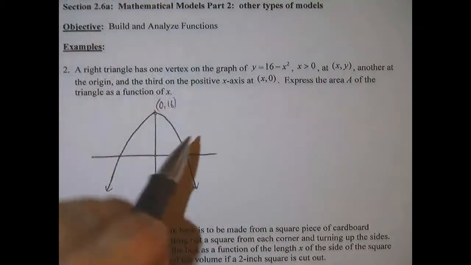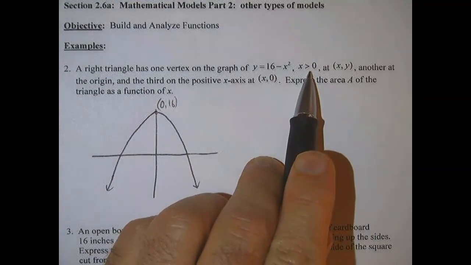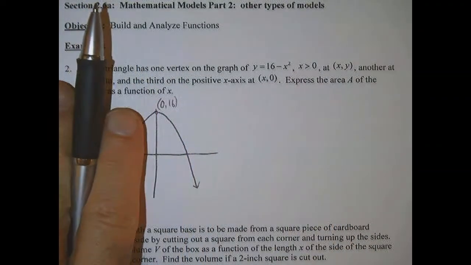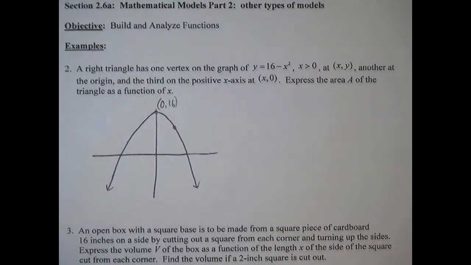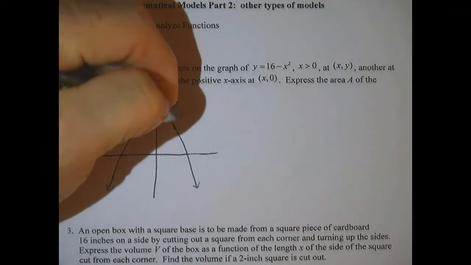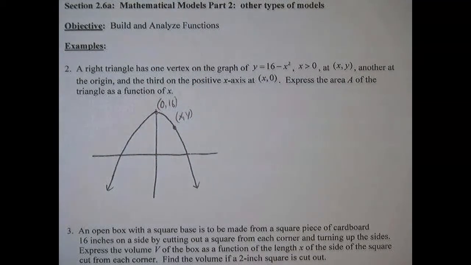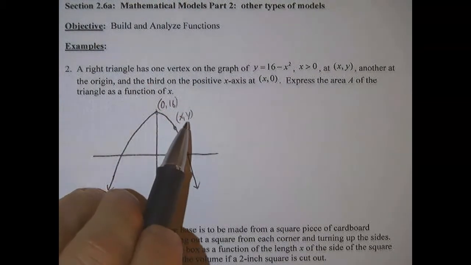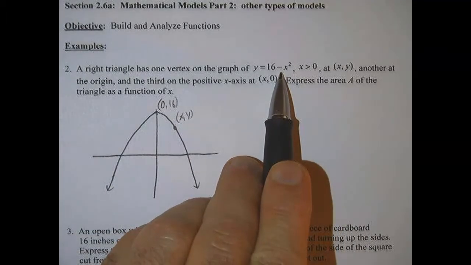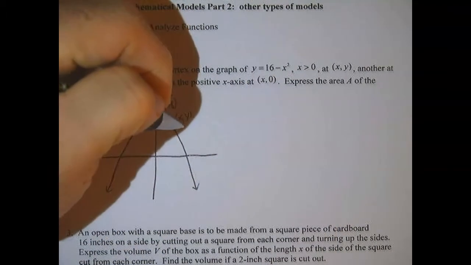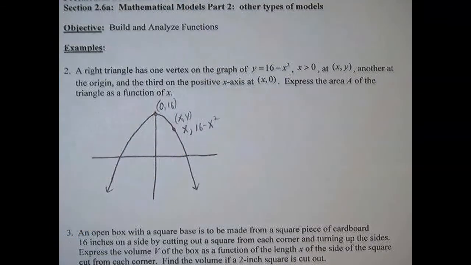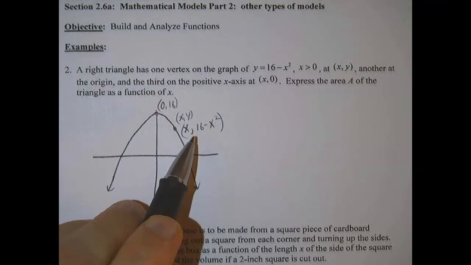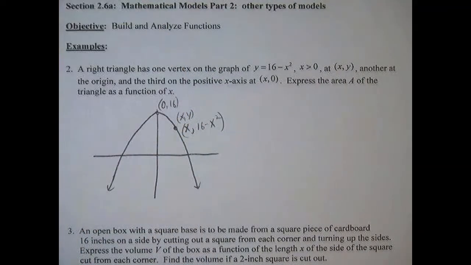And we can pick an arbitrary point where x is greater than 0. So we don't want anything on the left side here. We want something over here. May as well pick it in the first quadrant. So there's our point, and that point is x, y. But as we saw in the last example, we can also name that x, comma, 16 minus x squared. So another way of thinking of this point is x, 16 minus x squared, which is y. All right, so that's the ordered pair there with only x's now. We have just a single variable.